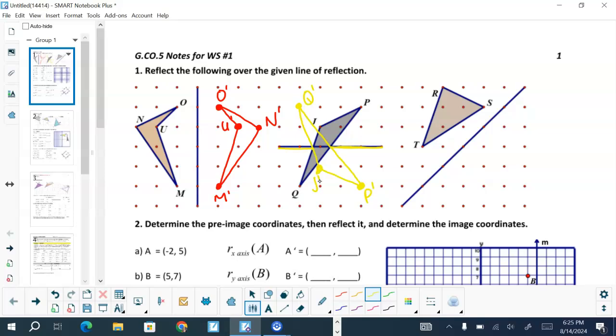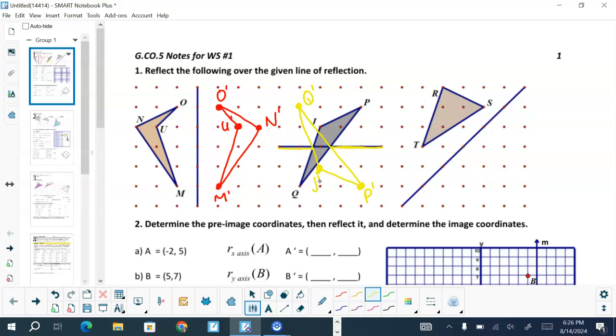You could have done the exact same thing on that first one. You could have traced the shape, traced the line, reflected it over that line. The goal when you're doing the reflection is that you need to make sure your lines of reflection lay on top of each other, because then it's going to move the shape the correct amount. If you don't have your line of reflection lined up, it's not going to do it right.